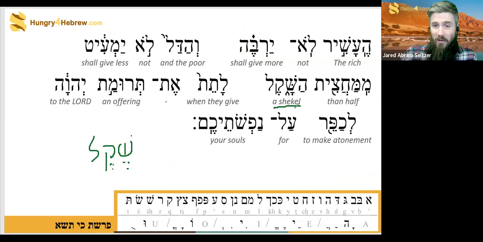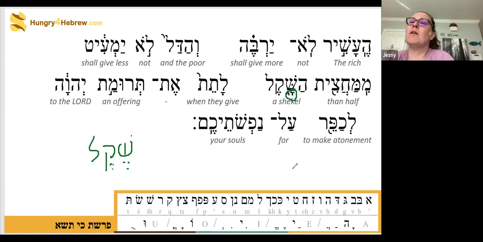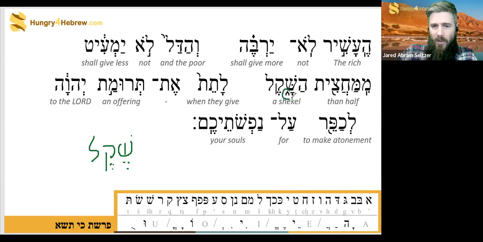The translator was unfazed. He's like, no, this is a shekel. So then my question becomes, why did it change? Here's your hint. A little wishbone right there.